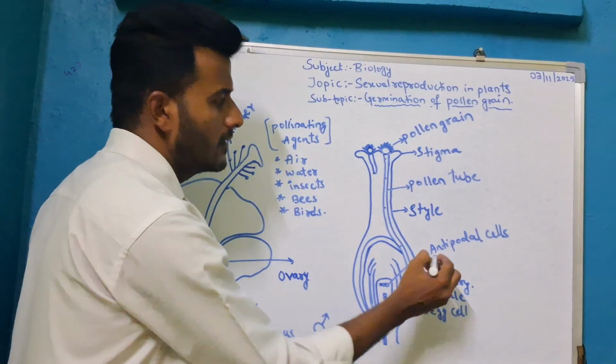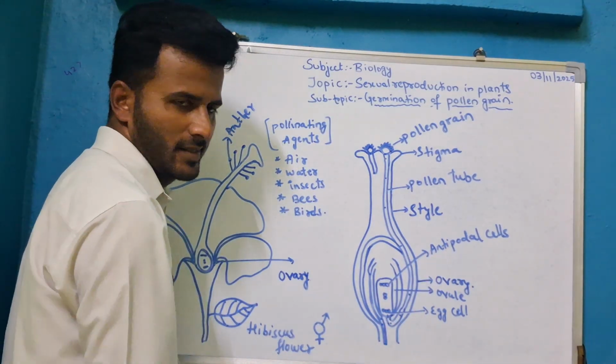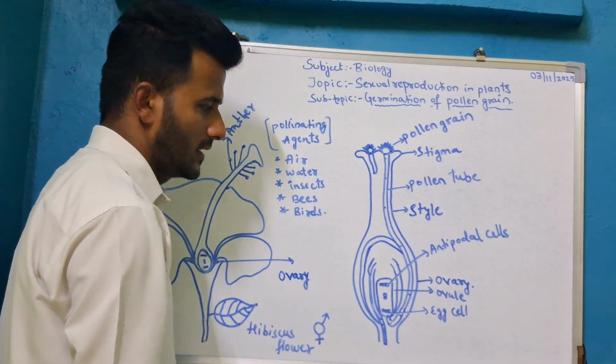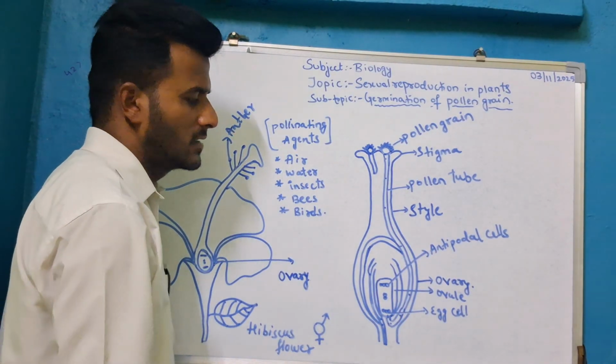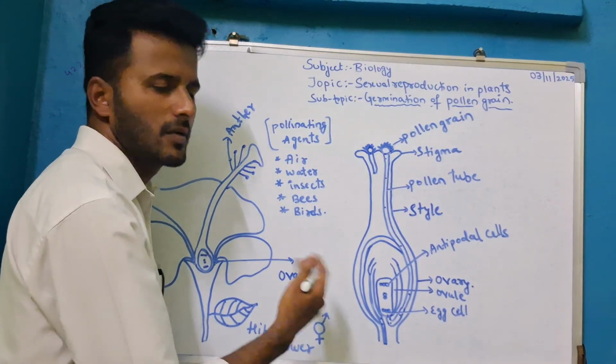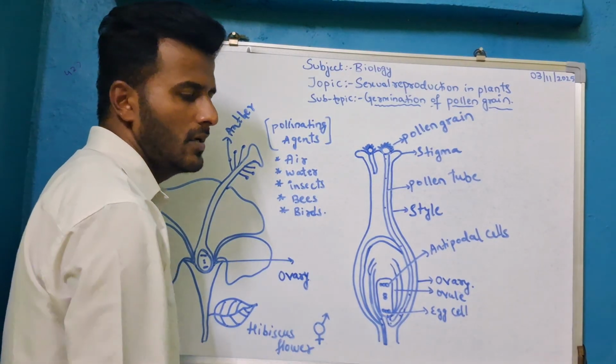In ovules, what do we have? Antipodals and egg cells, and also a nucleus. Antipodals, egg cells, synergids, you will learn more in the higher classes, which help in nourishment, and also support the ovule.